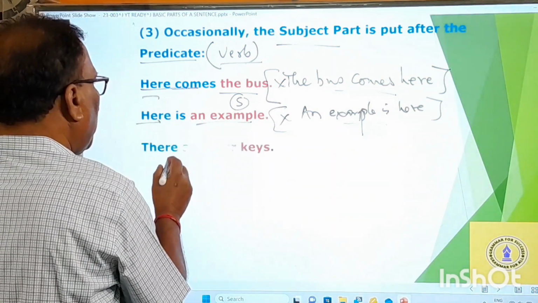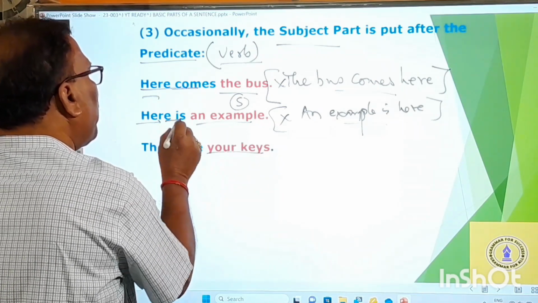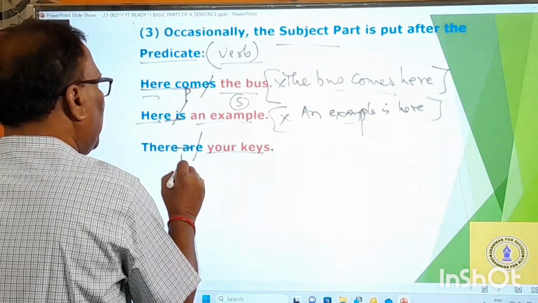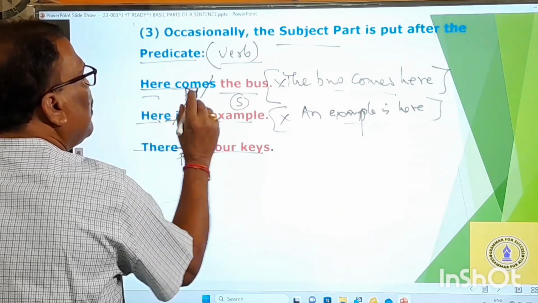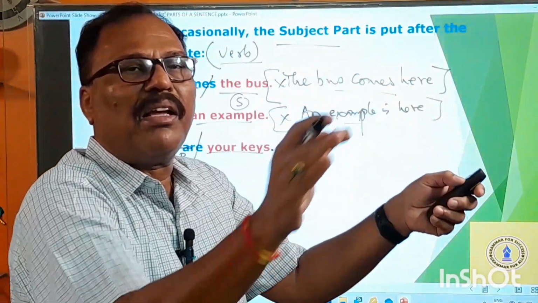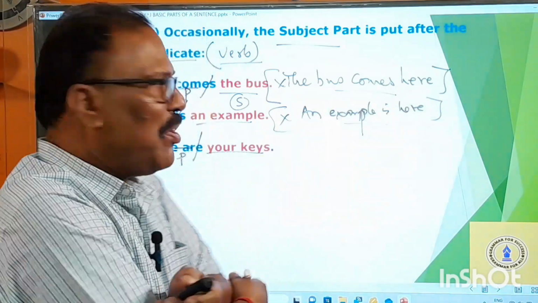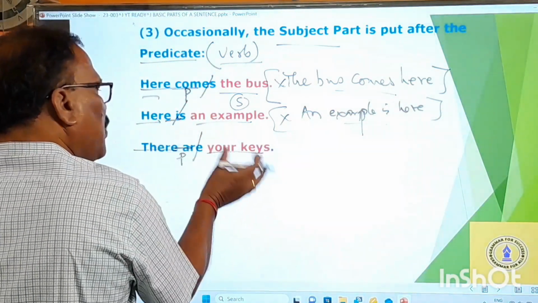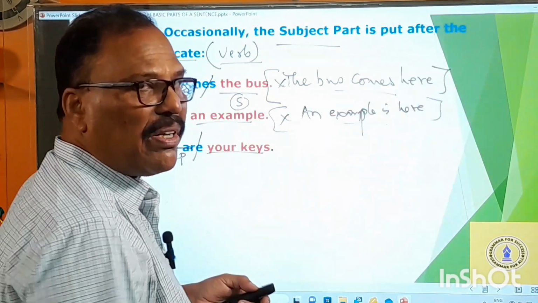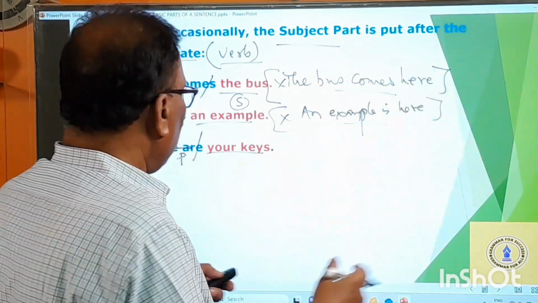And then comes, there are your keys. This is the verb. This is the predicate part. This is the subject part. The predicate part and the subject part are inverted. They have changed their positions. Your keys are there, that should be the sentence. But here, there are your keys. Hello, there are your keys. Your keys are there is not the right one. So there are your keys, something like that.